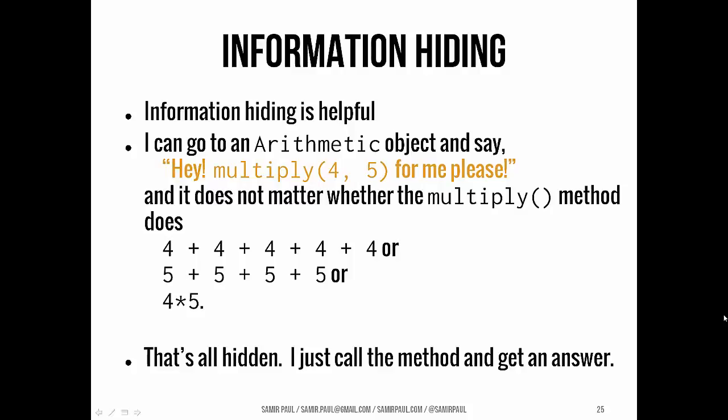We don't know, we don't care which way multiply does it. That's all hidden from us. I just call the method and I get the answer. So information hiding is really, really powerful and useful in that sense. It also means that maybe I realize partway through my project that adding 4 5 times is not really helpful. I want to go ahead and change that to multiplication. It means that I can just change that one particular method rather than changing every time I multiply 2 numbers.